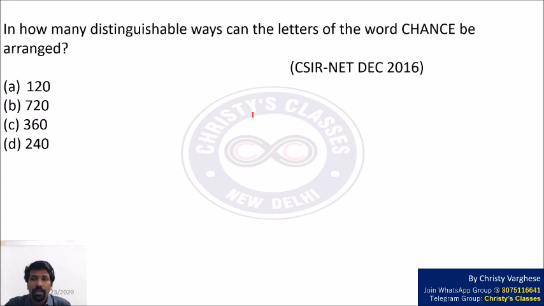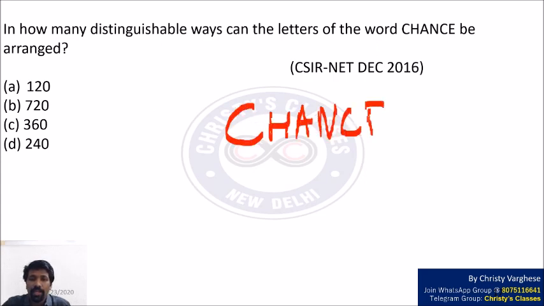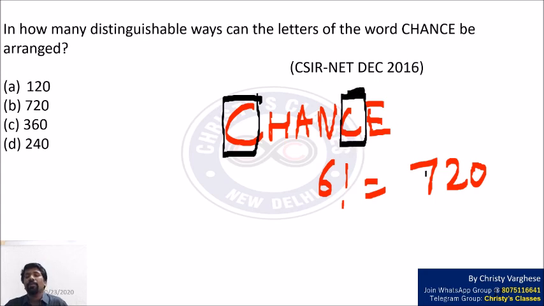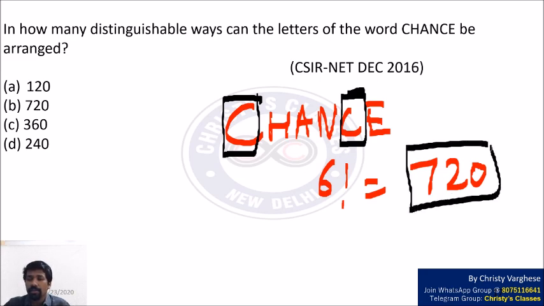Try this. The word CHANCE, C-H-A-N-C-E, there are 6 letters. 6 letters means 6 factorial should have been the answer, 720. But there is a problem because here one letter is occurring twice. C is occurring 2 times. Due to that, there are many repetitions. Those repetitions are included in this 720. That repetition should be deleted.